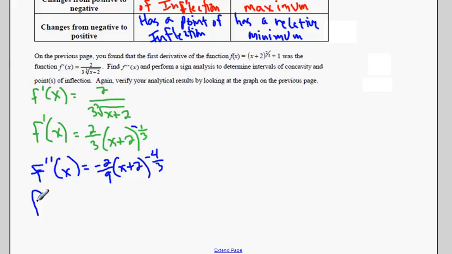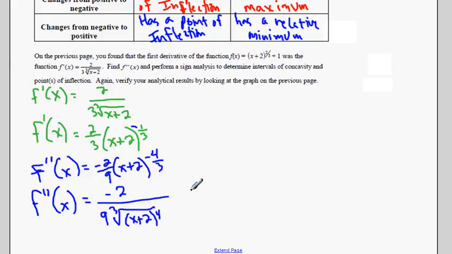And now let's rewrite this. It's going to be negative 2 all over 9 times the cube root of (x plus 2) all to the fourth. Okay, so that's the second derivative. So what do I need to do? I need to do a sign change chart for the second derivative.